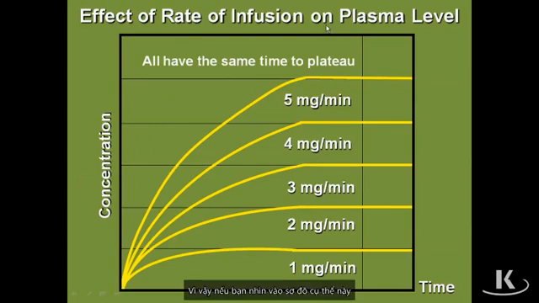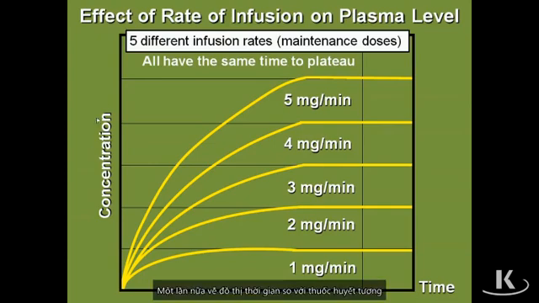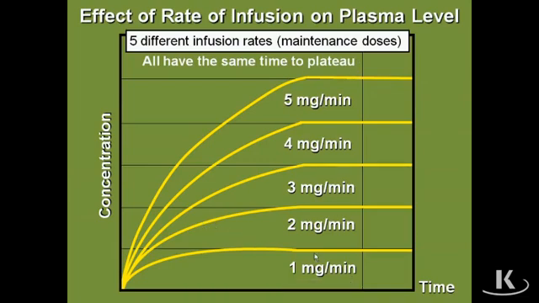So if you look at this particular diagram, what you should recognize is you're really looking at 5 different infusion rates. In fact, 5 different maintenance doses: obviously 1, 2, 3, 4, and 5 milligrams per minute. Again, plotting time versus plasma drug concentration. And what should you notice about this curve? You should notice that every one of these curves plateaus at the same time. They all level off at the same time.